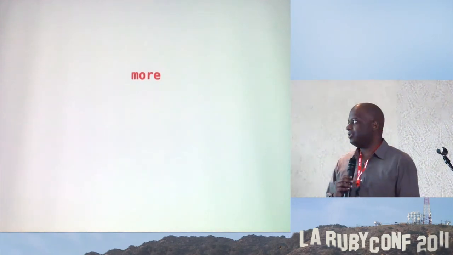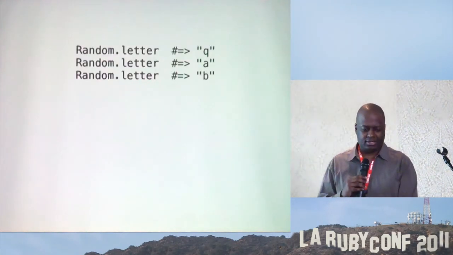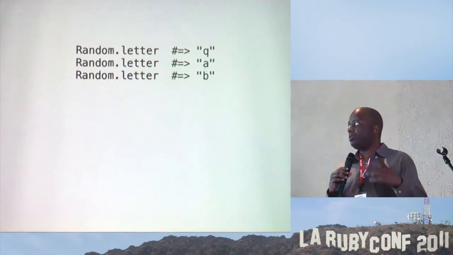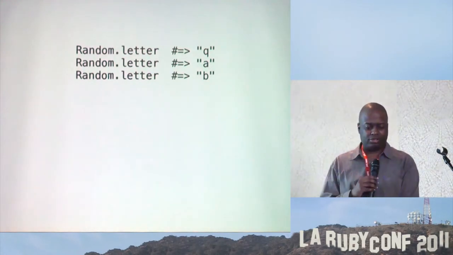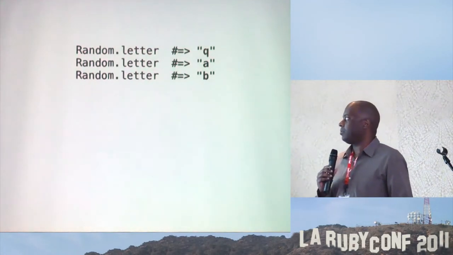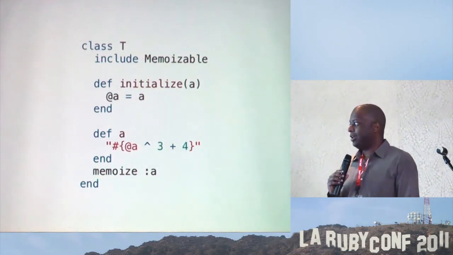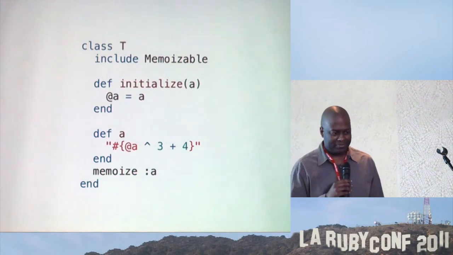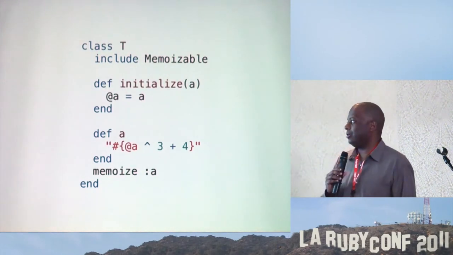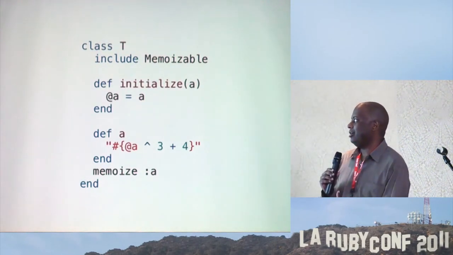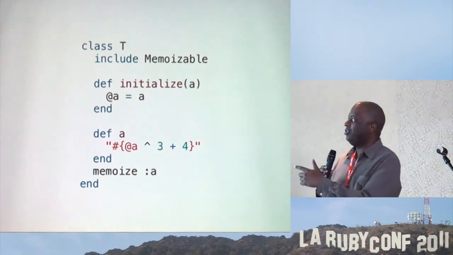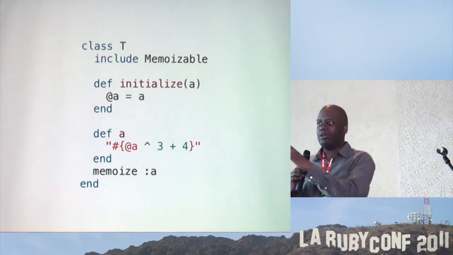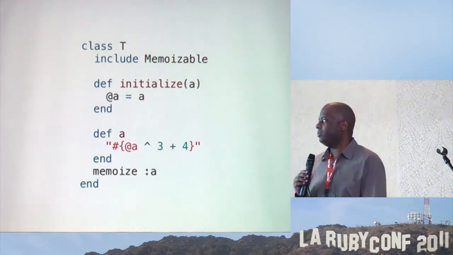And then, of course, there's a more library of Facets, and it gets a little bit crazier. You can get random letters because everybody loves to generate random letters. And then there's something else that you've probably seen. Where have you seen this before? Active Support. That's right, another Active Support similarity here. And you notice that you include Memoizable, no namespace, no Facets namespace. So be careful when you use this stuff.